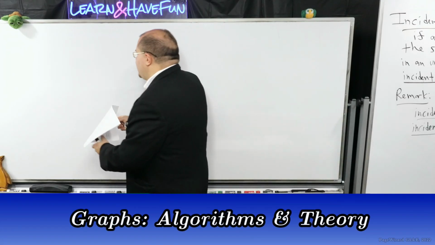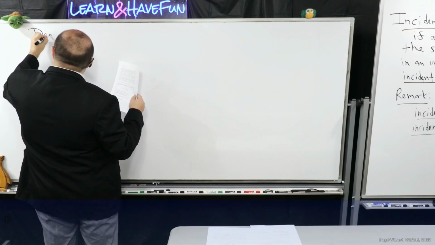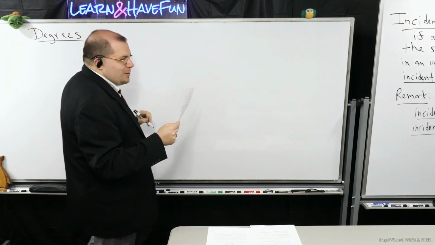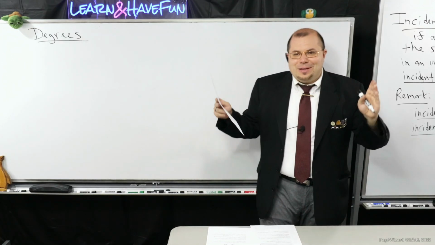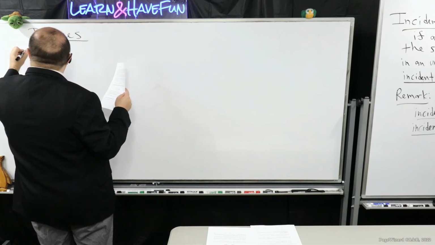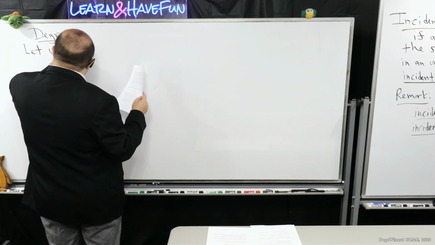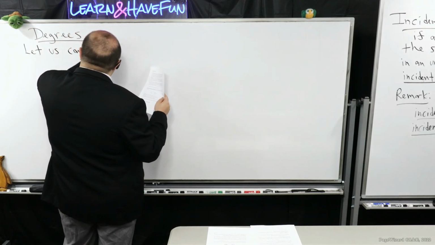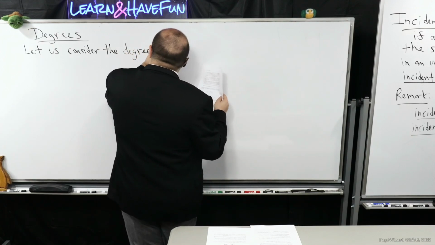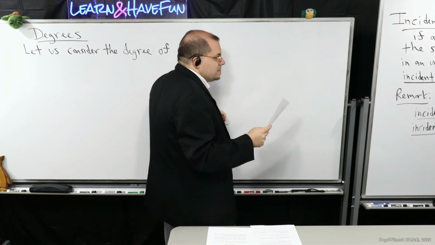So the next thing we're going to talk about is the degree of a vertex. So we're going to talk about degrees. I'm not talking about academic degrees. I'm talking about this thing we call a degree of a vertex. So let us consider the degree of a vertex. I'm going to give you a definition and I'll give you an example.